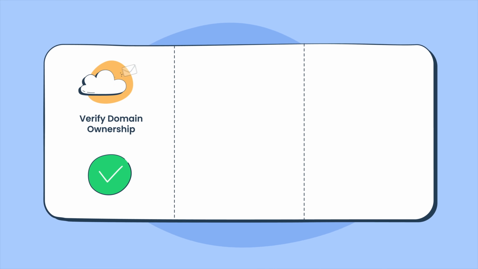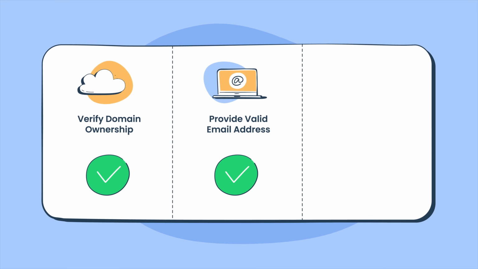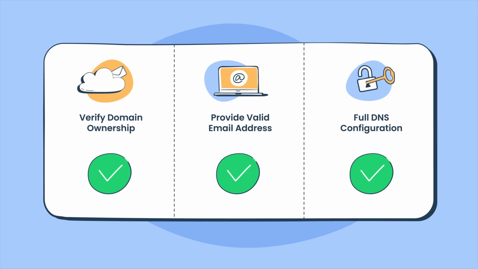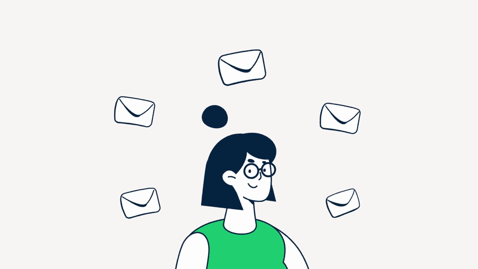To participate in an FBL program, senders must verify domain ownership, have a specific email address for receiving feedback, and ensure their DNS is properly configured with SPF or DKIM records. That wraps up our overview of email feedback loops.